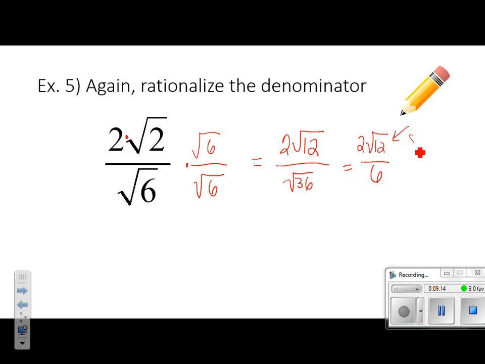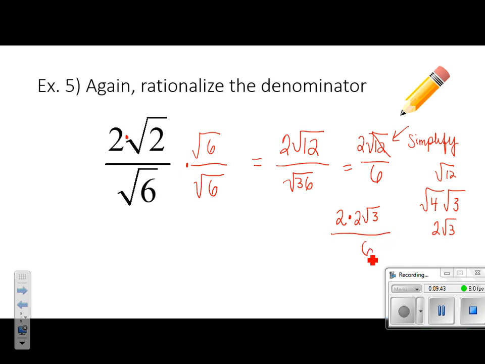But now 12 we can simplify. So how do we simplify it? Well, we use the product property. We figure out what two things are going to multiply to make the square root of 12. It would be 4 and 3. The square root of 4 is 2, and the square root of 3 is the square root of 3. So I'm going to rewrite this as 2 times 2 square roots of 3, because my square root of 12 is now 2 square roots of 3, all over 6.